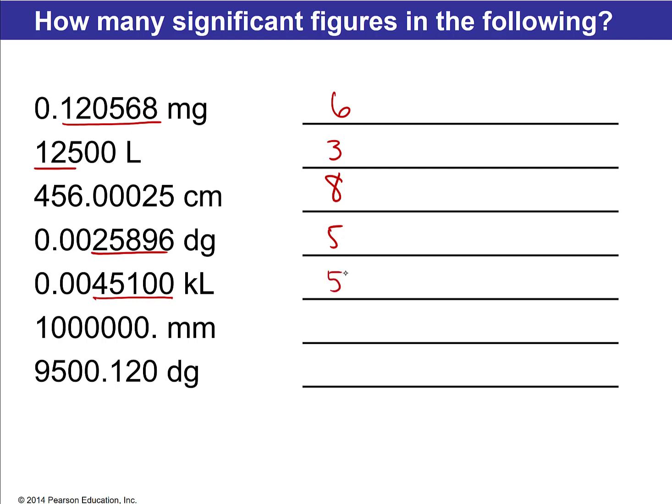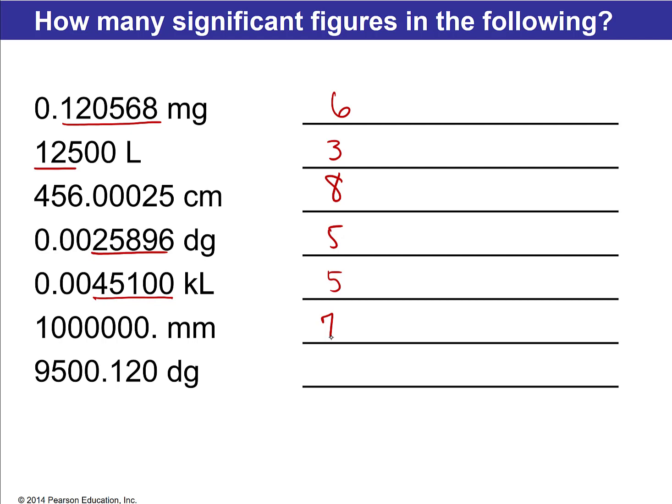A million, with a decimal place. If it was just a million, it would only be the 1. But I have a decimal place. So when you put a decimal, all of your trailing zeros, all of the zeros at the end, are significant. So this one is 7. That means I measured all the way down exactly to 1,000,000 millimeters. I'm not estimating it, I actually measured it, and on the tape measure, it's exactly at that spot.